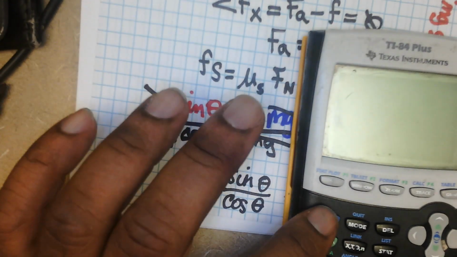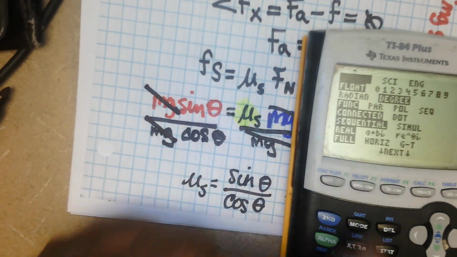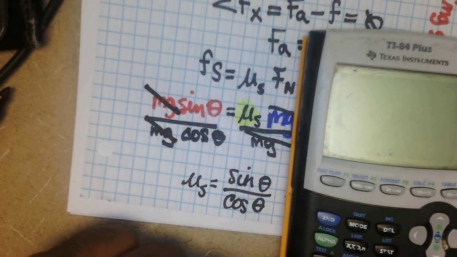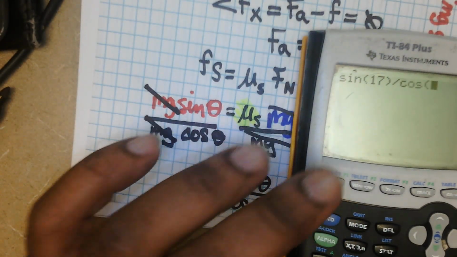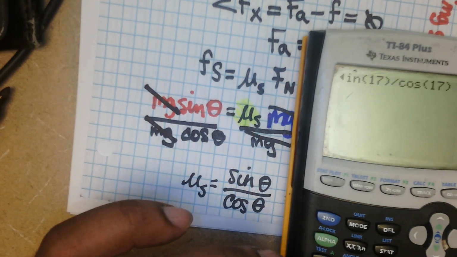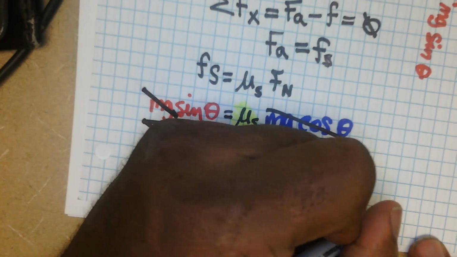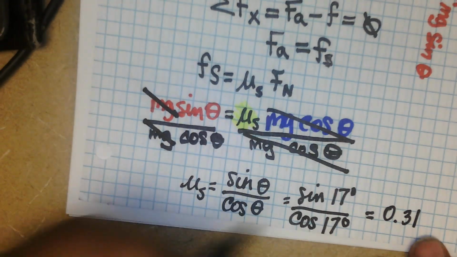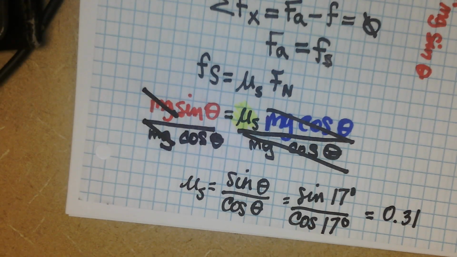Let's see. Number one, make sure it's in degree mode. Okay, we see right there it's in degree mode. Clear. Sine 17 degrees divided by cosine 17 degrees. That gives us 0.3057. So we'll say 0.31. So that's our coefficient of static friction. So I would do that for each trial, and then afterwards, I would get a standard deviation.